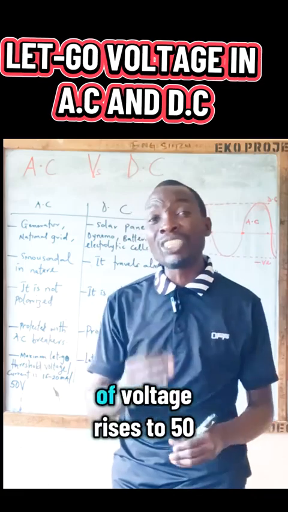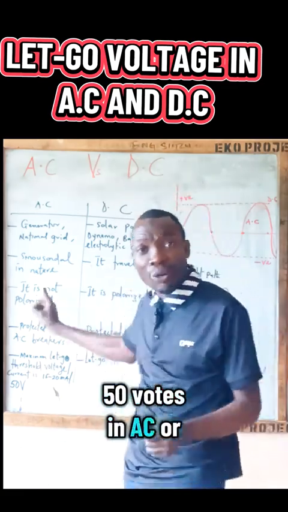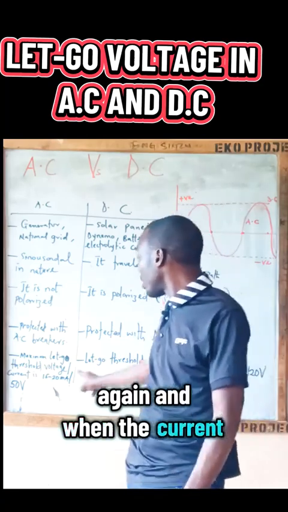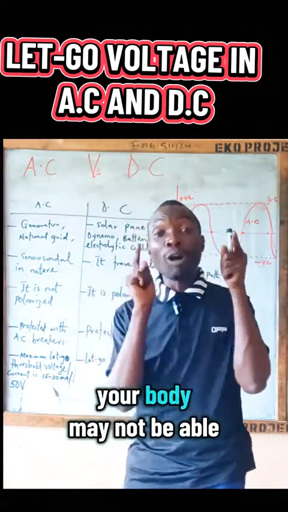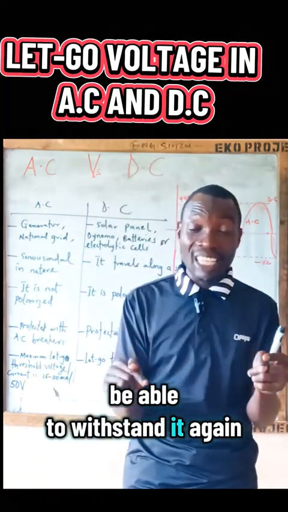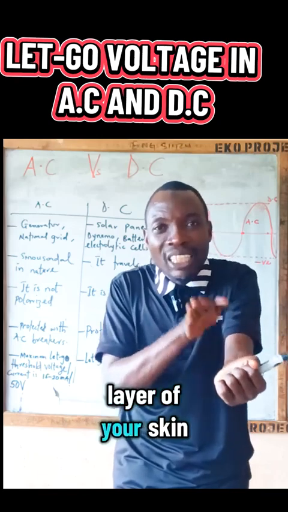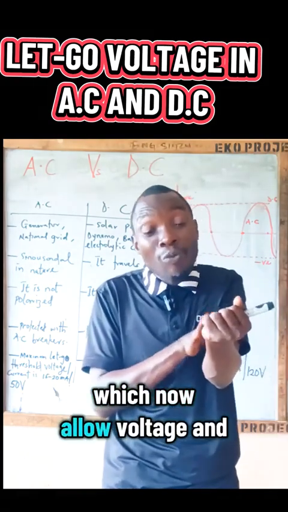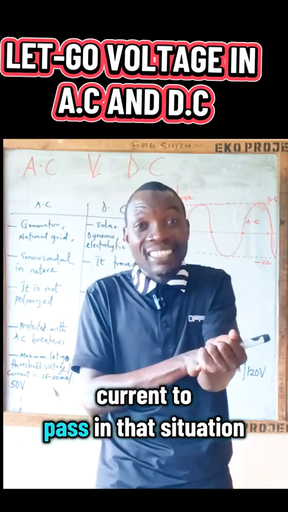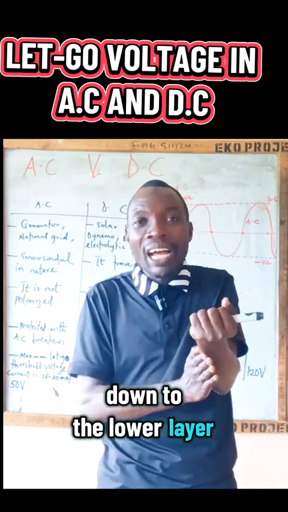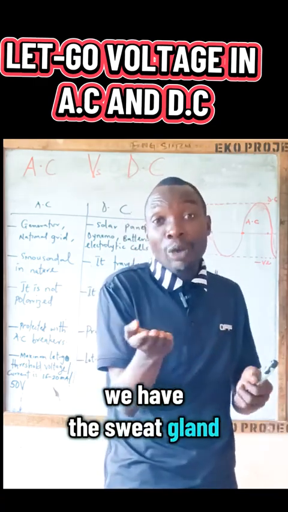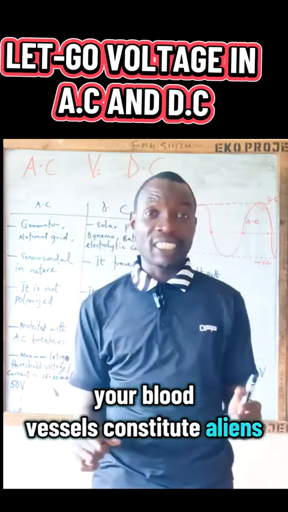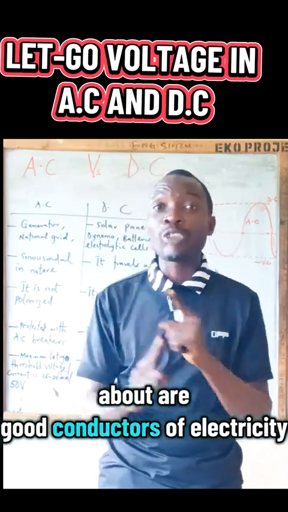But the moment the value of voltage rises to 50 volts in AC, alternating current, your body resistance will not be able to withstand the value of that voltage again. And when the current rises to 15 to 20 milliamps, your body resistance may not be able to withstand it again. In that case, the upper layer of your skin, which is your epidermis, will now serve as a dielectric material, which will now allow voltage and current to pass down to the lower layer. And in the lower layer, we have the sweat glands, and we also have the blood vessels. Both the sweat glands and your blood vessels constitute ions. And ions we are talking about are good conductors of electricity.